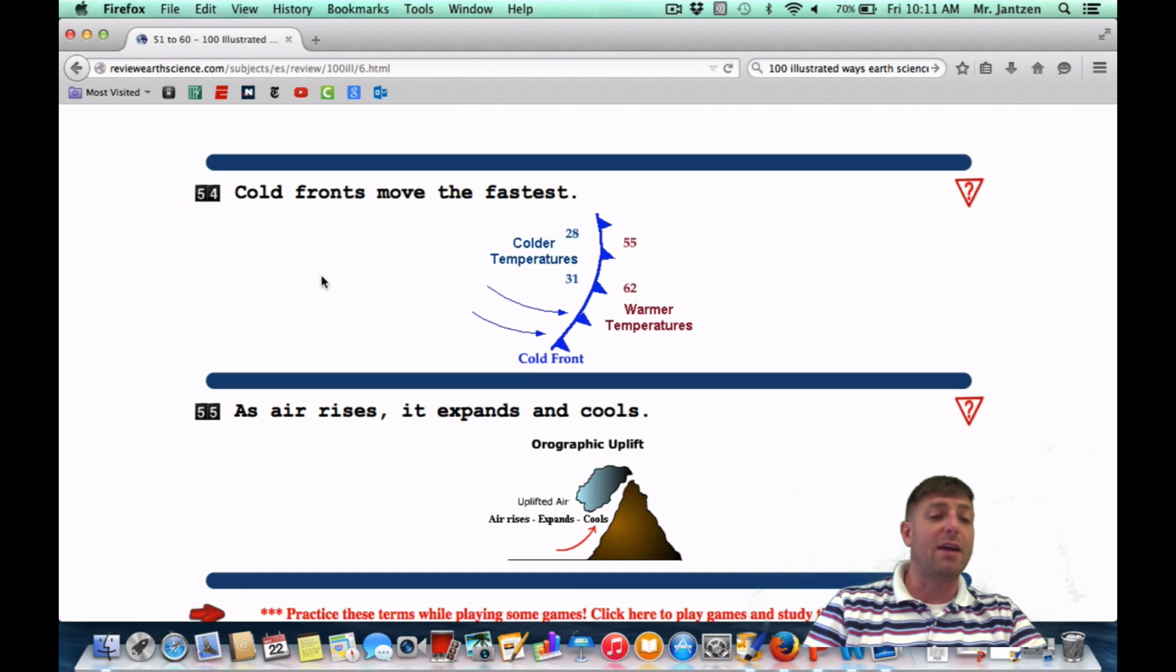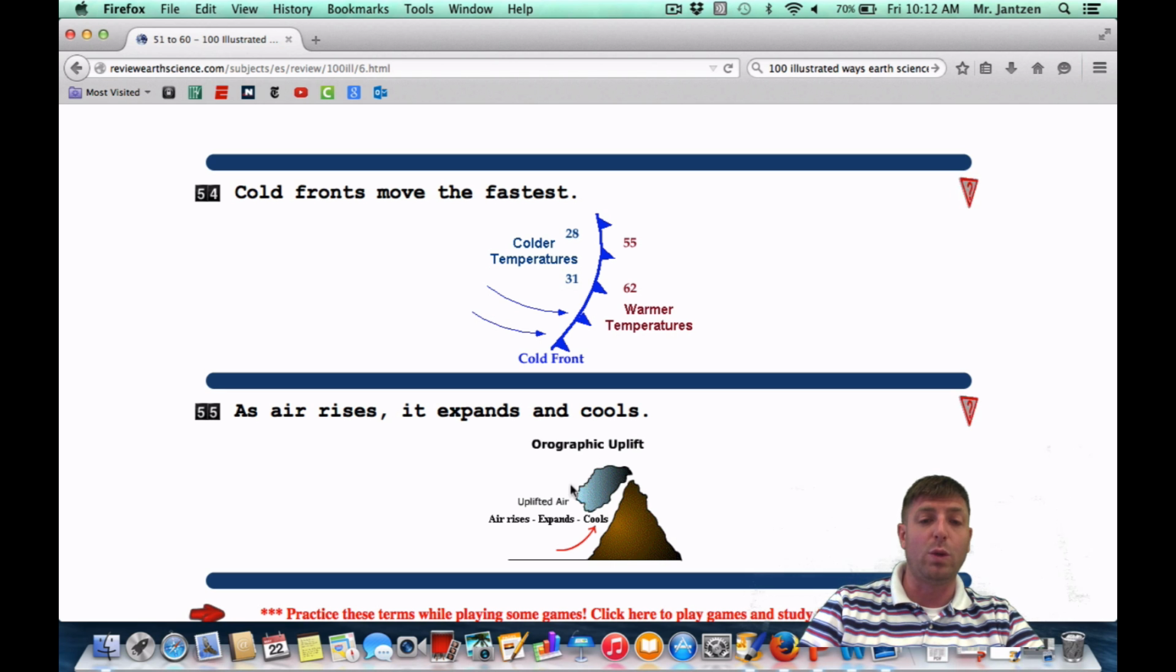Number 55, as air rises, it expands and cools. This is called orographic uplift. So once again, mountains can force air up, especially cool air. And that's kind of weird because you're so used to warm air rising, but in this case, cool air is going to rise. When it rises, it's going to expand, cool to the dew point, and form clouds.